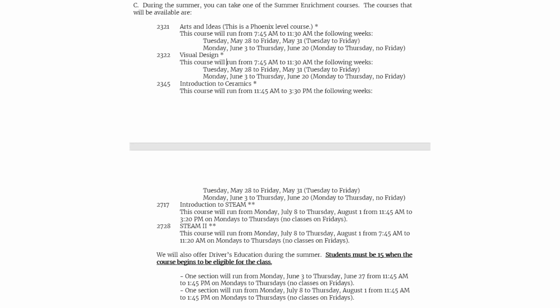These are our summer enrichment opportunities that we'll have available this coming summer. So we're offering 3 classes in the fine arts. We're offering 2321 Arts and Ideas. Please note that this is a Phoenix level course. So this might be good for our Phoenix level learners this year to take if they want to take it in the summer. We offer 2322, which is visual design, and we offer 2345, introduction to ceramics.